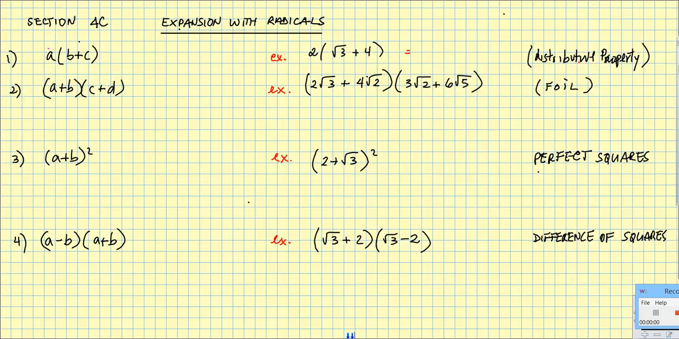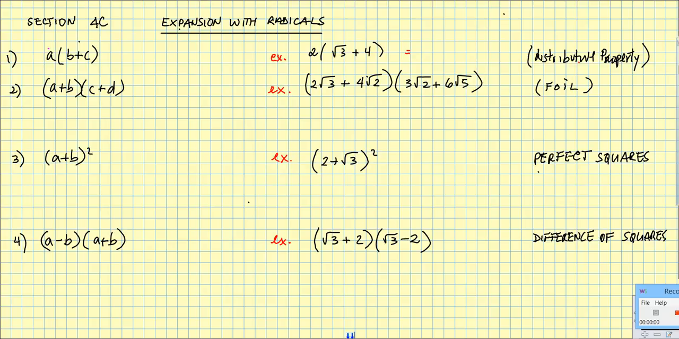Hi everyone, we're starting section 4C, expansion with radicals, from your textbook, the MYP4 book. So what we're going to be looking at today is, rather than doing addition and subtraction, which we did in the last lesson of radicals, the multiplication, or expansion, with radicals.